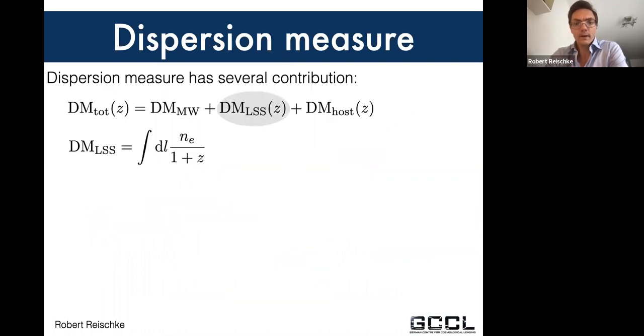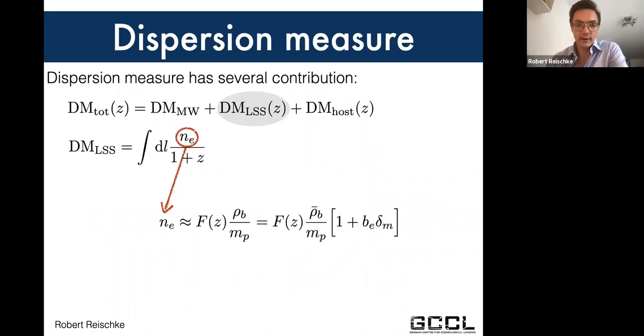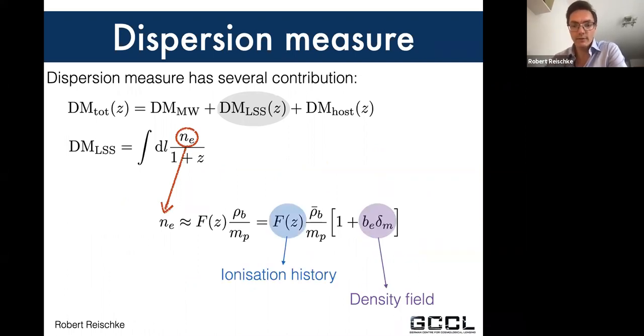So let's focus on the large-scale structure contribution. As I said, it's a line of sight integrated electron density. So let's rewrite the electron density a bit. What you have here is, first of all, the ionization history, which is called f(z), which tells you how ionized the large-scale structure basically is.